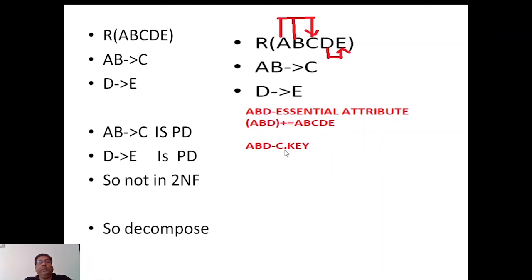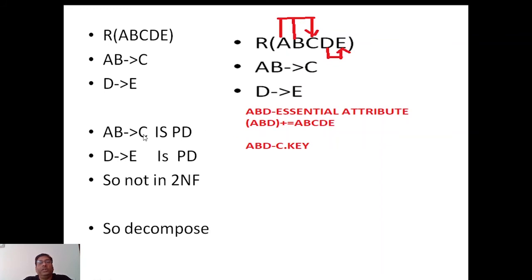That means ABD is going to be a candidate key for us, because with the help of ABD you are able to get the values of all other attributes over here. So ABD is your candidate key. When ABD is your candidate key, then the rest of the attributes are called non-prime attributes. Now what you need to check is whether a non-prime attribute is dependent on the whole of the candidate key or part of the candidate key.